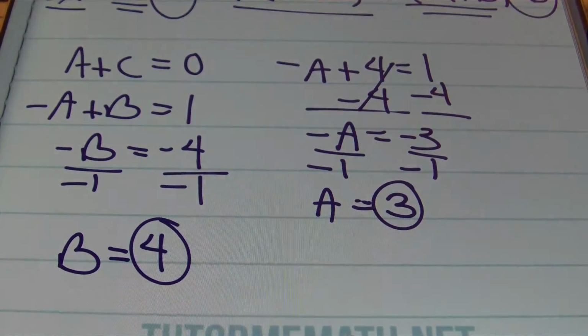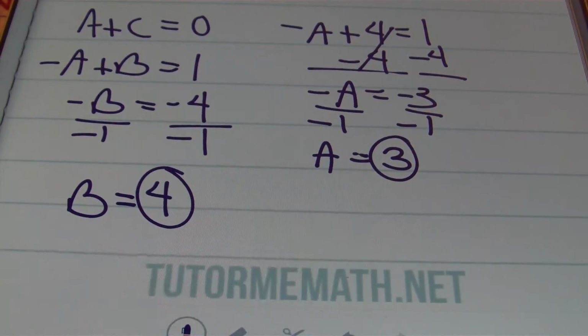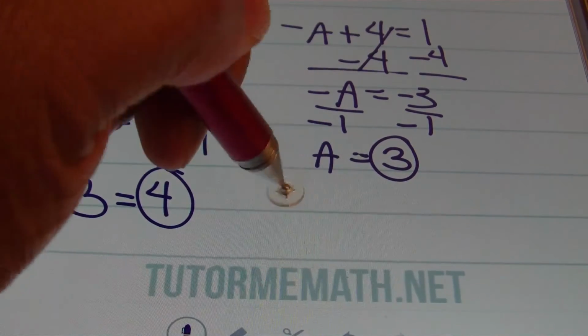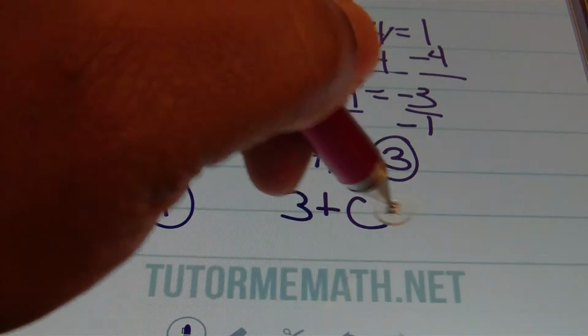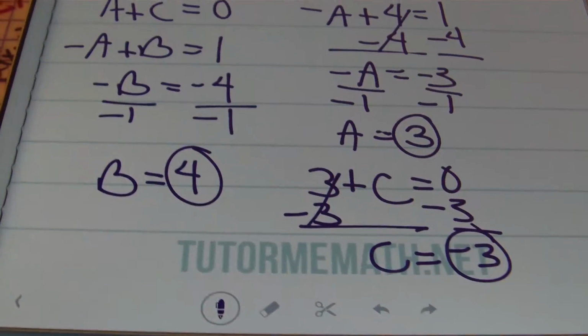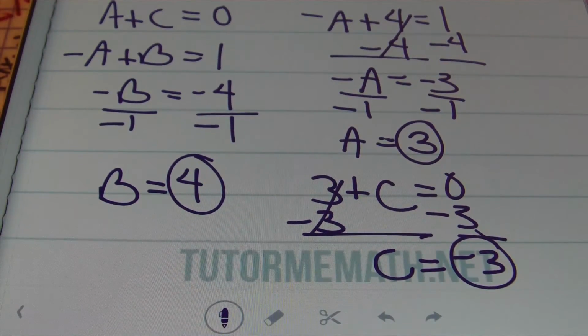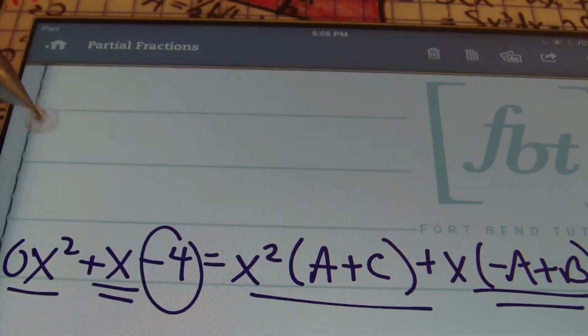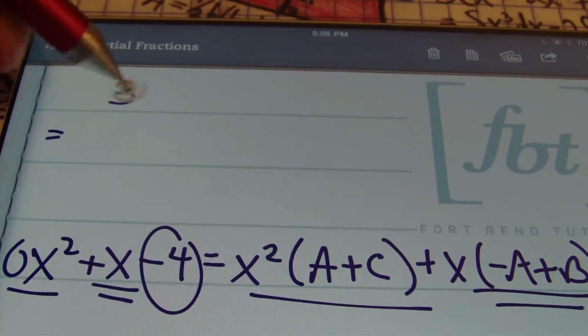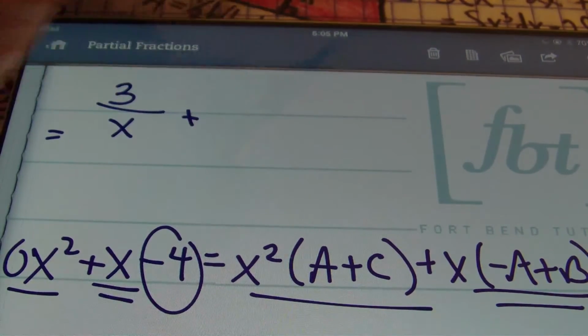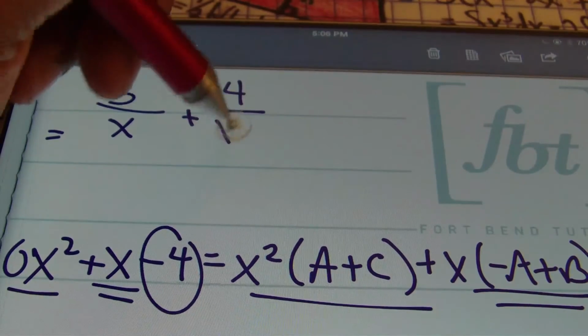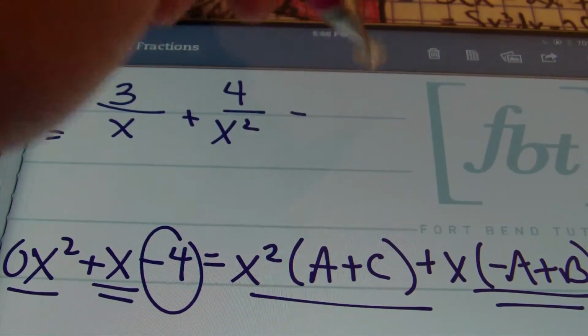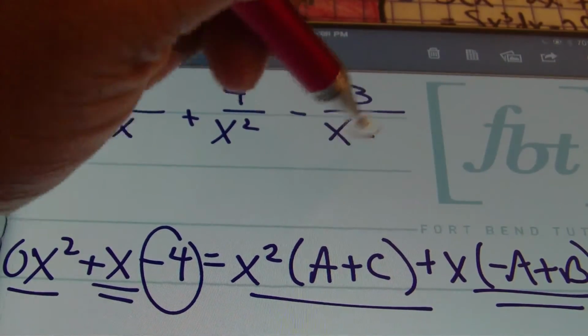Now that I know that a equals positive 3, we'll be plugging that value into the first equation to solve for c. So this is going to be 3 plus c equals 0, and this allows us to find that c is equivalent to negative 3. So with these values a, b, and c, we can write our result as 3 over x plus 4 over x squared minus 3 over x minus 1.